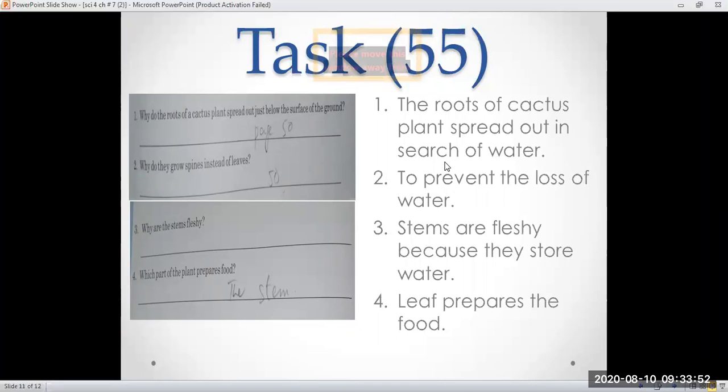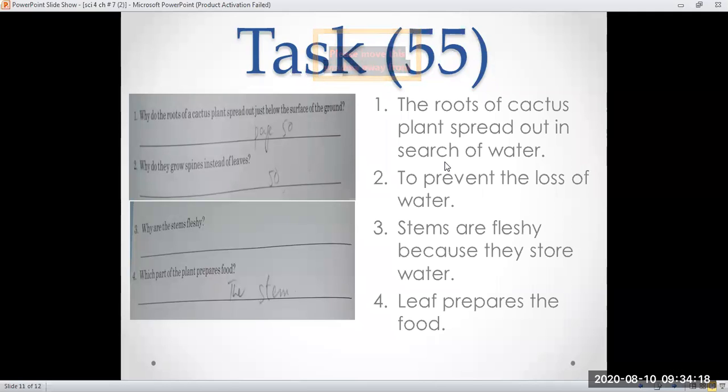Abdullah, if you have done it, then you can recheck your answer and also check your spellings, that you have done it correctly. If there is any mistake, you can correct it right now in this class. Again, I'm repeating the answer of the first one. The roots of cactus plants spread out in search of water.